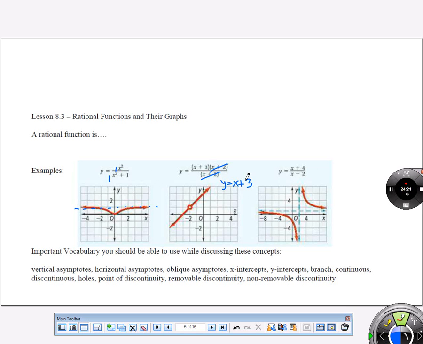Horizontal asymptote. Does this have one? Yes. Okay. Where at? Not at 2. 1. Okay. Because the degrees are the same, so I would look at the coefficients. 1 over 1 would be 1. So you see the horizontal asymptote marked at 1.